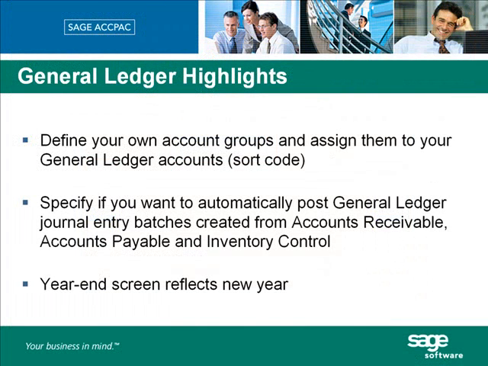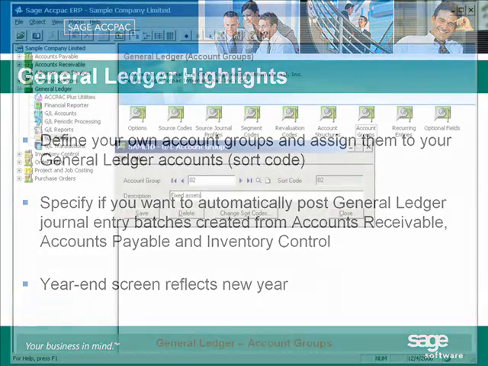The new enhancements to the general ledger include the ability to define your own account groups and assigning them to your general ledger account sort code, to specify if you want to automatically post general ledger journal entry batches created from accounts receivable, accounts payable, and inventory control, and the ability to see the new year information on the year-end screen while creating a new year. Let's take a look at these.